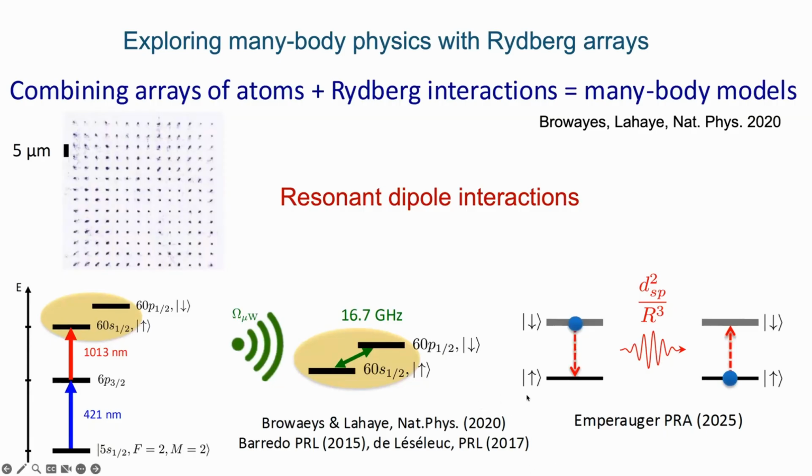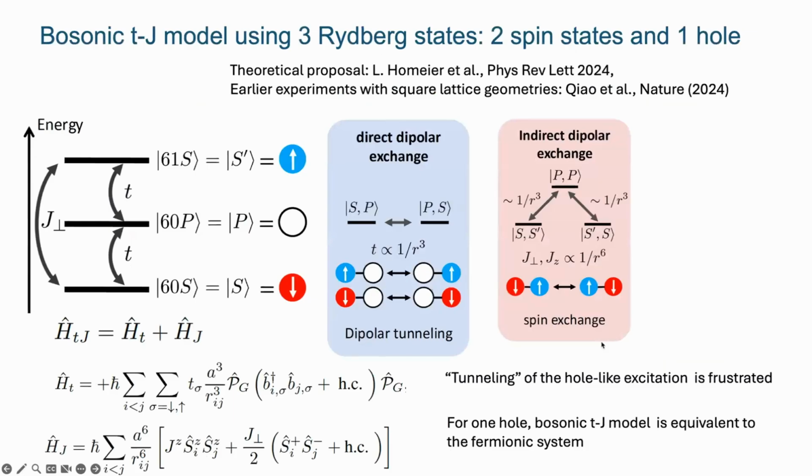And specifically, one can start in a configuration in which, say, one atom is in the p state and the other is in the s state, and because of dipolar interaction, they will flip, right? And that will look like some kind of exchange if we think about it as a two-level system. But in fact, they did something better, and this idea came from Lucas Homeyer.